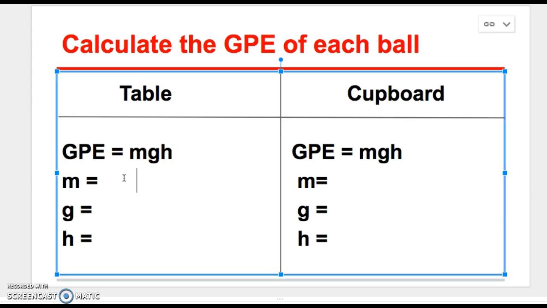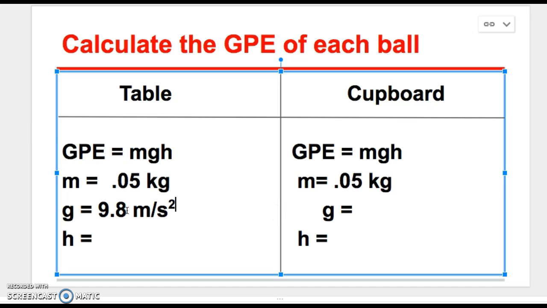All right, no matter what you predicted, we're going to go ahead and calculate the gravitational potential energy of each ball. So let's say the mass of the ball is 0.05 kilograms. Okay, fill those in on your paper. We know the gravity, obviously, right? That's 9.8 meters per second squared.